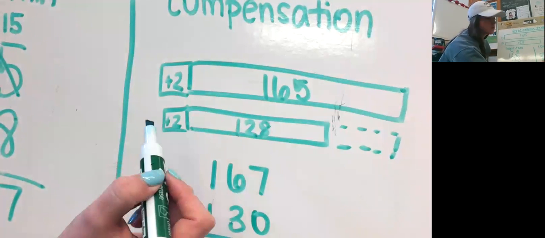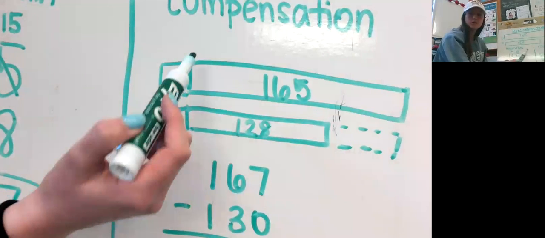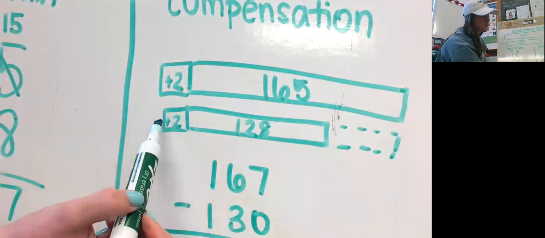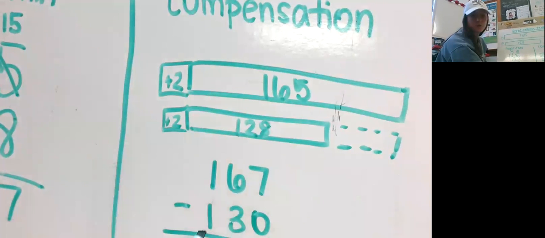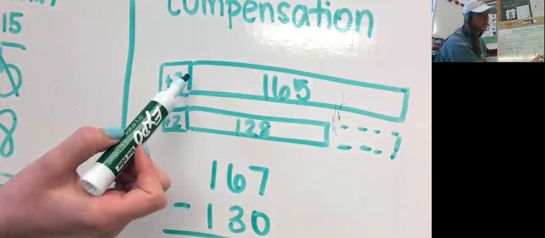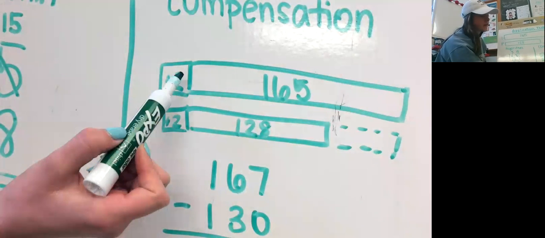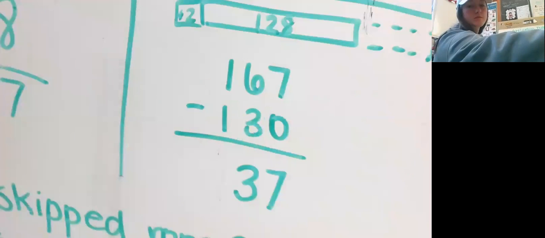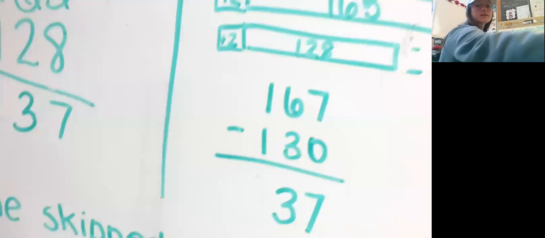So I'm going to add 2 to both sides because remember, in compensation, you add the same number to both parts. So I'm going to add 2 to my 128. That gives me 130. And then I'm going to add 2, because I'm adding the same amount, to my number 165. That gives me 167. Now, if I look at my problem, let me move this down a little bit. Now this is a lot easier for me to solve, right?